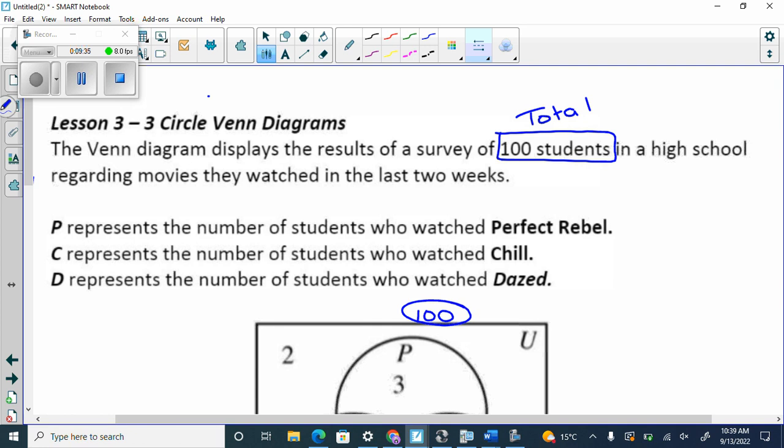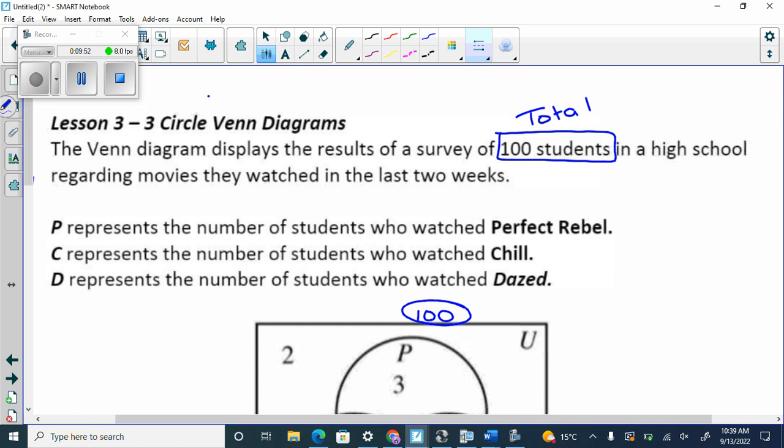So I put this out here to help myself out. I know that in the end, when I add up all the numbers, it better be 100. If it isn't 100, I messed up, or sometimes I forgot to put the people who were in none of the 3 circles. That's often what it is. It'd be like, oh, I got 97. Oh, there must be 3 who don't watch any of these, or whatever.